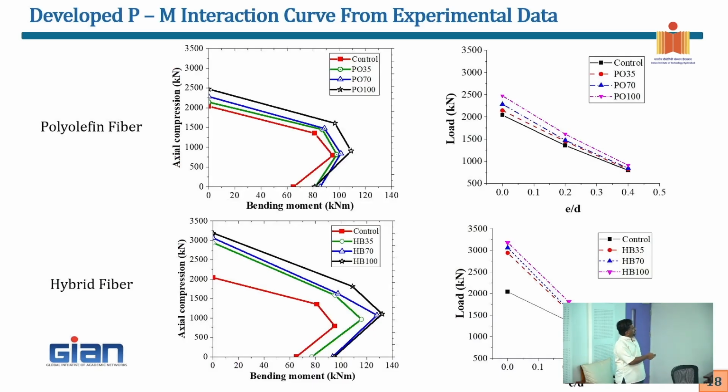The red color is the control, only with GFRP rebar. As I put in more fiber dosage, I am able to get higher capacities in compression, higher capacities in bending, and also in all combinations of compression and bending. Now with hybrid fibers, if you look at the same dosage, PO100 and HP100, you see HP100 is able to give me much better performance than PO.